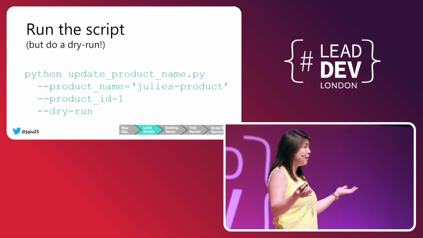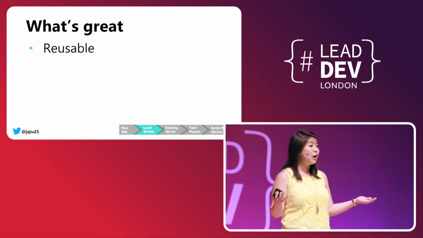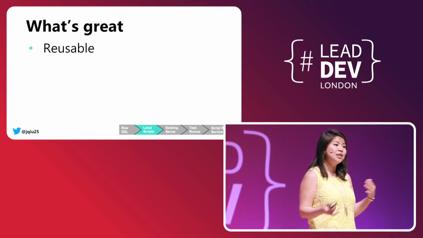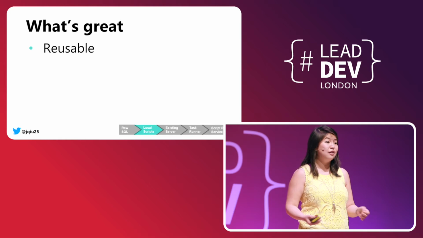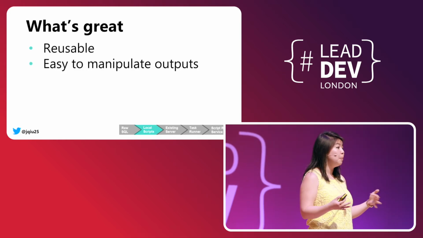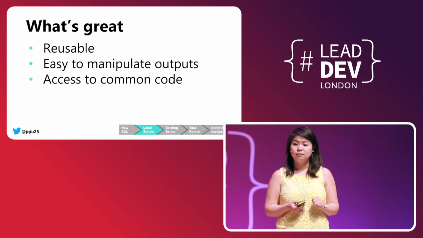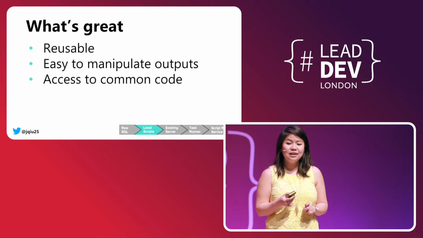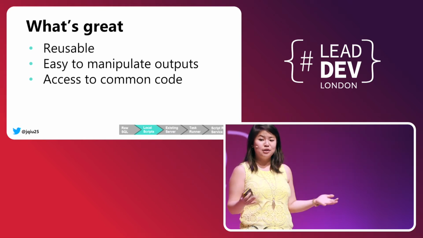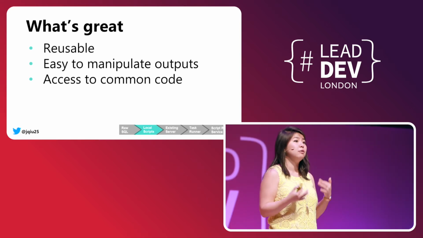So what do we like about this strategy? Well, the first thing is that scripts, unlike SQL, can be reused. So you can write the script just once and then just add in different arguments to run it again in the future. Additionally, if you need to manipulate the outputs of the script, it's really easy to just say, pipe it into a text file. And lastly, writing a script gives you access to the rest of the code in your repository. So you can import functions from your common code or reuse logic that you've already written before.